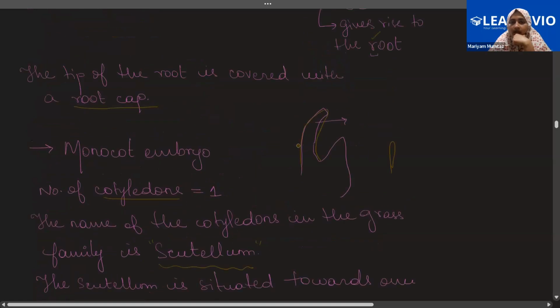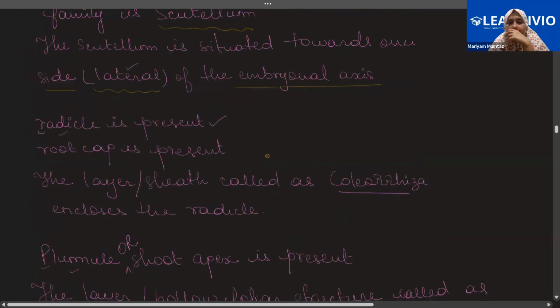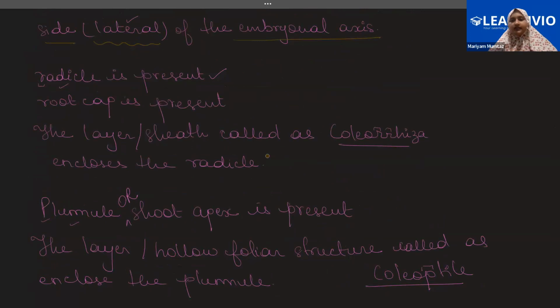Moving forward, radicle is present, just like how dicots also had radicle, and root cap is also present. Now see, the radicle and plumule, both structures are present in the monocot seed, but the radicle has a protective layer on top of it. A sheath which is known as coleorhiza. Coleorhiza will enclose the radicle, meaning radicle is present, but it is enclosed by a sheath. And that sheath that encloses the radicle is coleorhiza. It is sort of like a blanket.